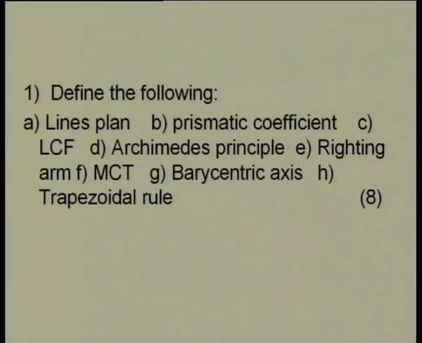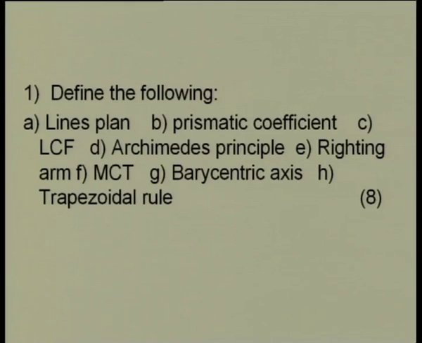Archimedes principle is very straightforward. Downward weight is equal to upward weight, or weight displaced is equal to the weight of the floating body, something like that. That is okay. Writing arm is also okay. We have writing arm is basically GZ. So if you know that, then you can draw the GZ curve, that is all right. MCT is the moment to change the trim by either 1 centimeter or by 1 inch, whichever you write is okay.